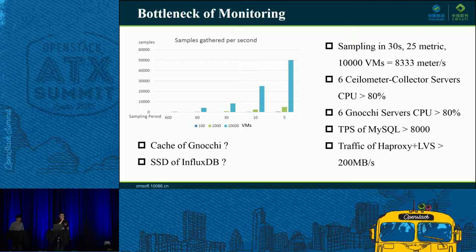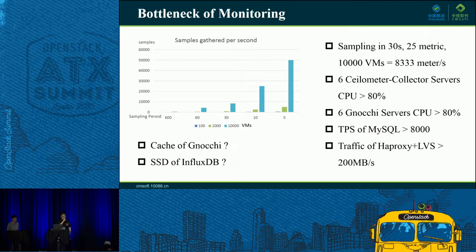And we monitored the MySQL. We find the TPS is larger than 8,000. And the traffic of HAProxy and LVS is more than 200 megabytes per second. So that's quite resource-intensive.